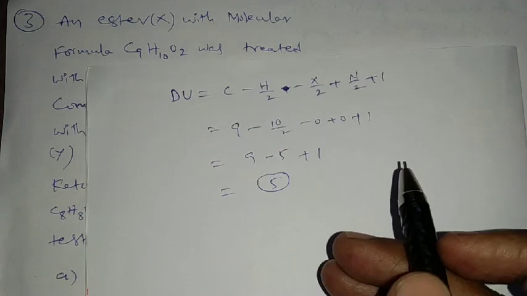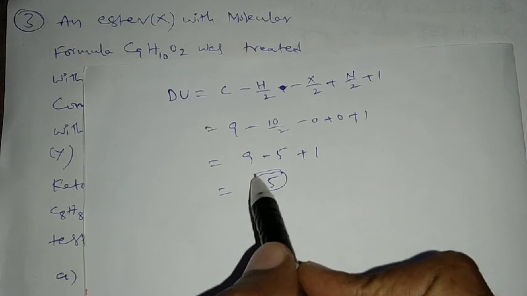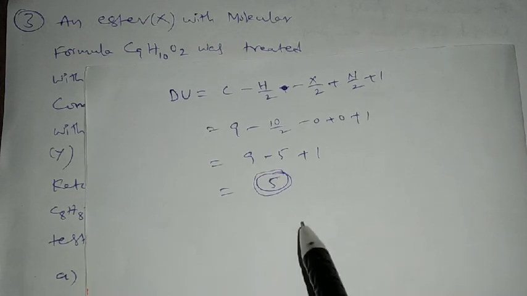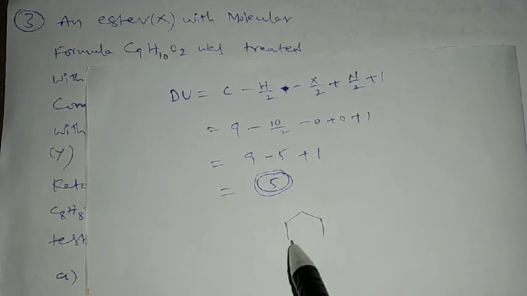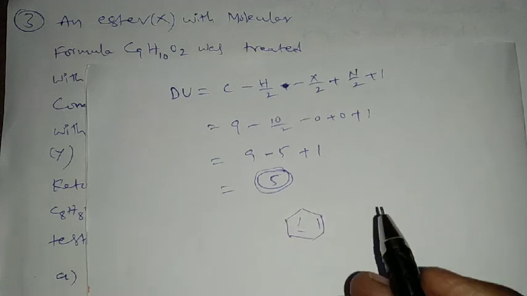Then what may be the structure? Degree of unsaturation 5 means definitely it has one benzene ring. The reason is, if you take the benzene ring, alternate double bonds show 3 degrees of unsaturation and the ring shows 1. So 3 plus 1 is 4, and one more double bond may be present.